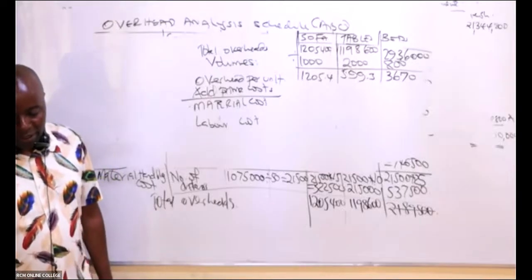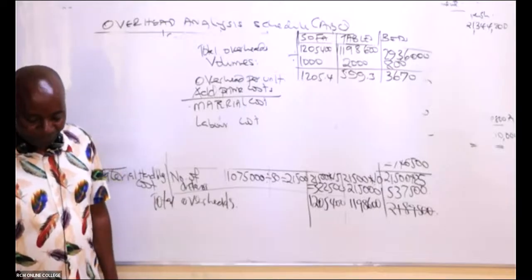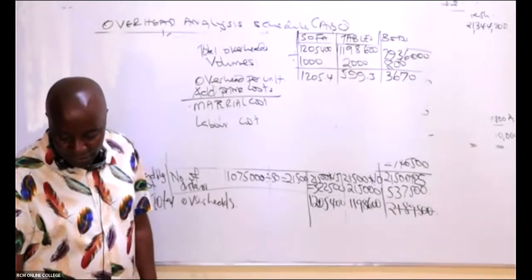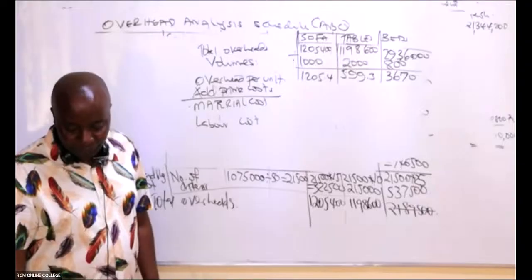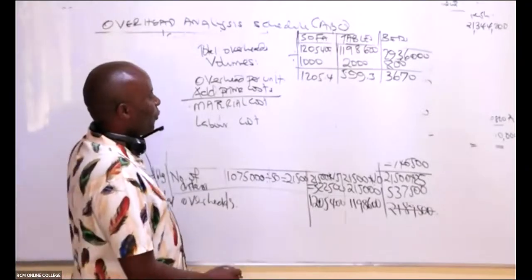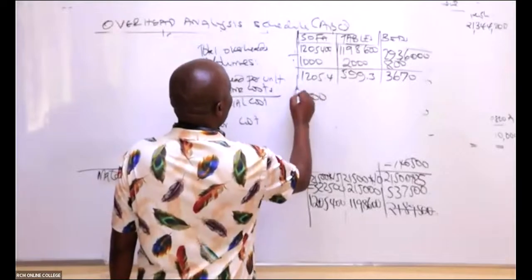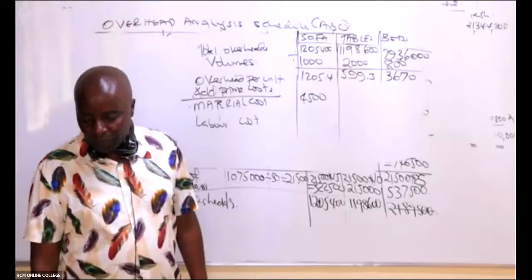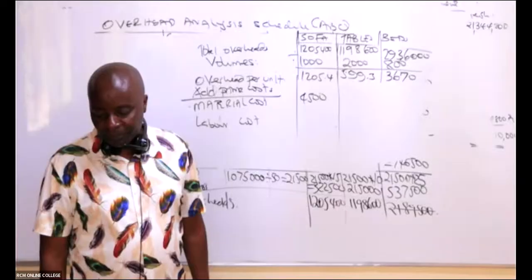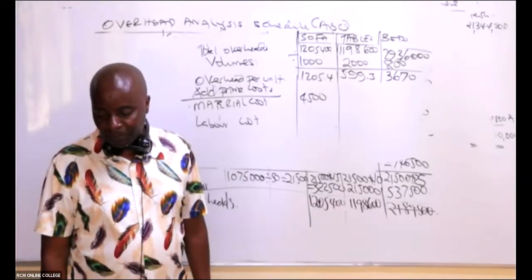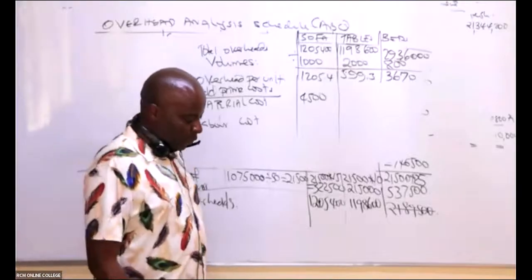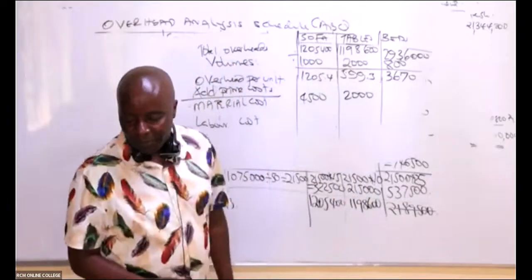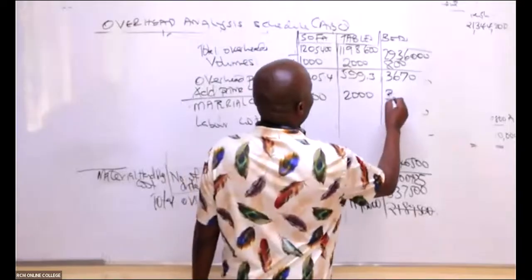Material cost for the sofa. Students are tired. Put 500 for the sofa material cost. Tables 2,000, right? And then beds 3,100. Thank you so much.